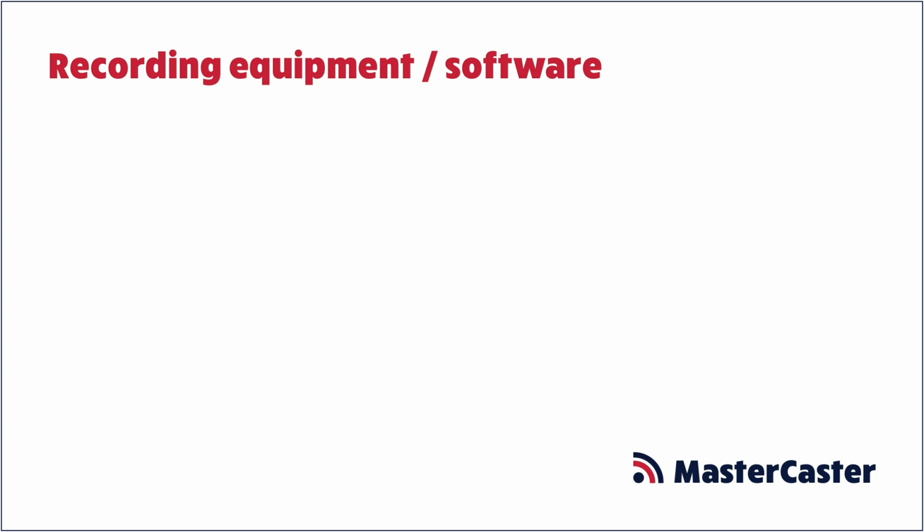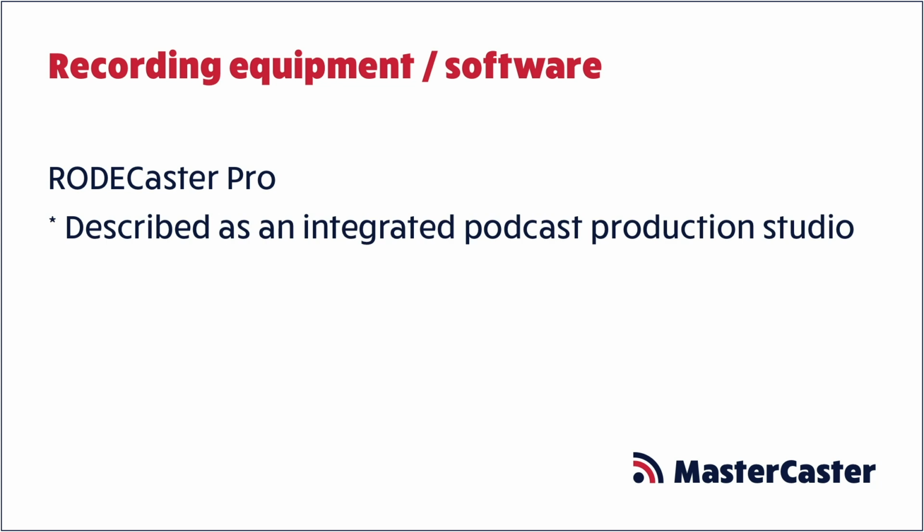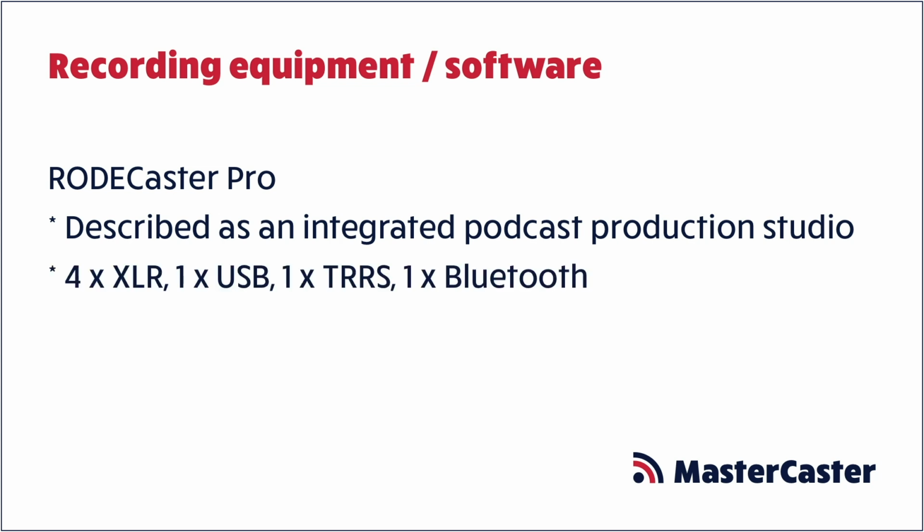There's one piece of equipment that I should tell you about if your budget allows you to consider it. I use the Rodecaster Pro, which is described as an integrated podcast production studio, but will cost you in the vicinity of $900. The Rodecaster Pro has 4 XLR input channels, which means you can plug in 4 microphones, a USB input, which enables you to use content from your computer, a TRRS channel, which enables you to plug your mobile phone into the desk, plus a Bluetooth channel for an additional phone or Bluetooth device.